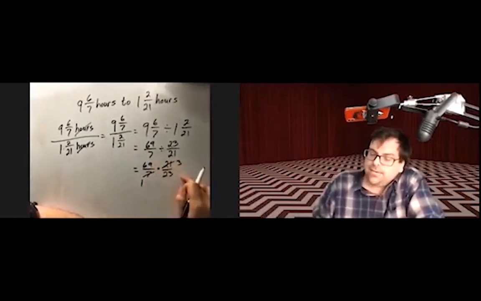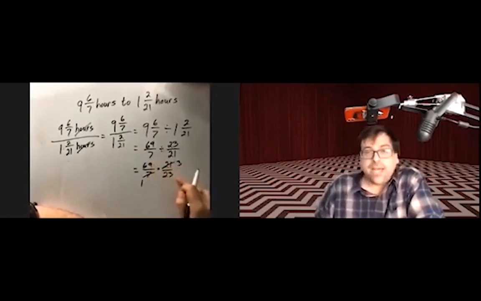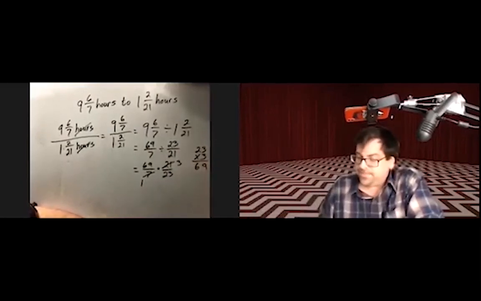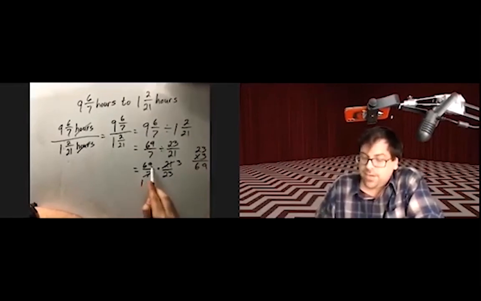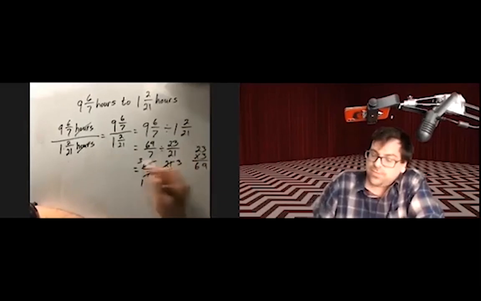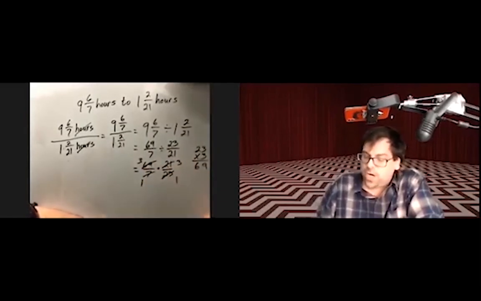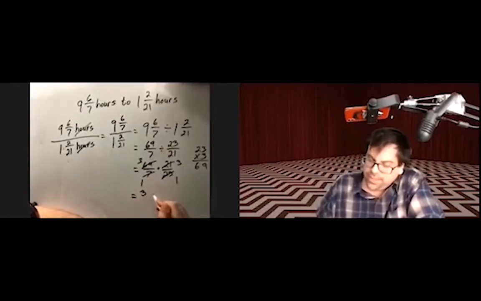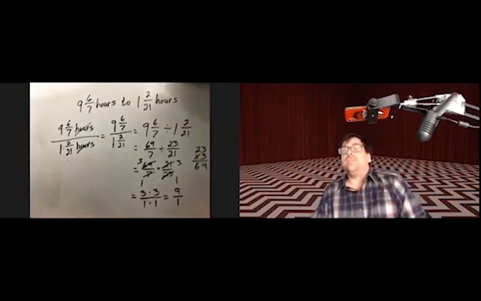And this is still nothing new. 23 and 69. These can actually both be divided by 23 because 23 times 3 is 69. So 69 divided by 23 is 3. 23 divided by 23 is 1. Here is where the difference is going to come in. This is 3 times 3 over 1 times 1, which is 9 over 1.